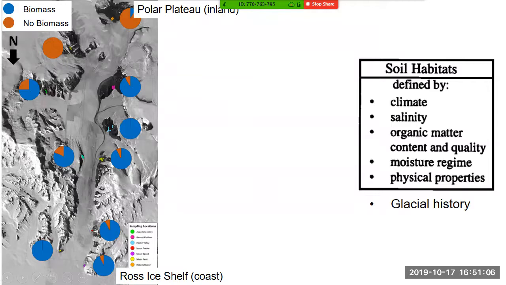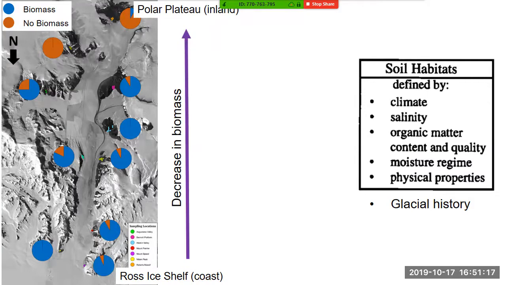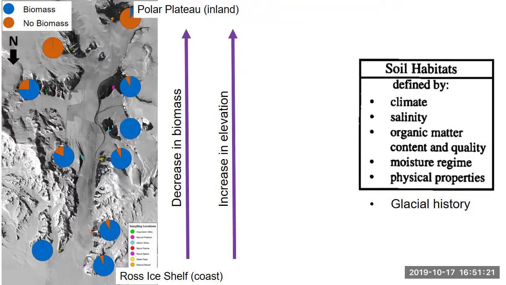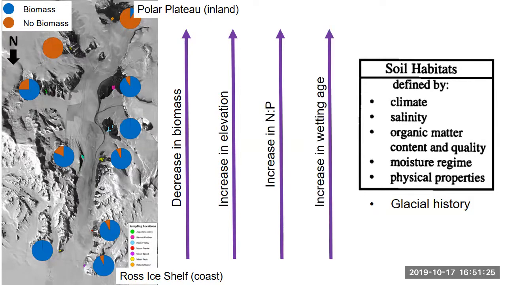So putting this all together, looking back at this broader image of Shackleton, we can start to point out some general trends. As you move from the coast further inland, you're decreasing in your biomass, but you're also increasing in elevation, you're increasing your nitrogen to phosphorus ratio, and you're increasing your wetting age.